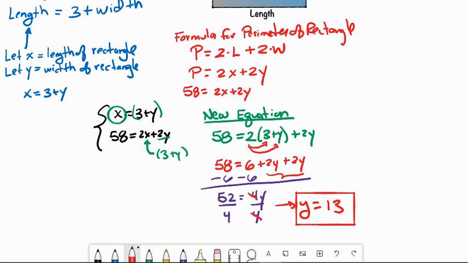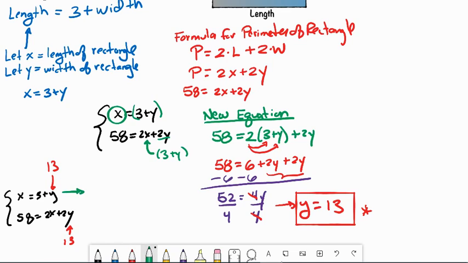Now that we have one of our variables and what it is equal to numerically, we can go back to our original system. x is equal to 3 plus y, and 58 is equal to 2x plus 2y, and we're going to replace the y with 13 and solve for x. And we expect to get the same x value for both equations, and as long as they both match, then we know we solved this correctly. So this top equation becomes x is equal to 3 plus 13, so x is 16.